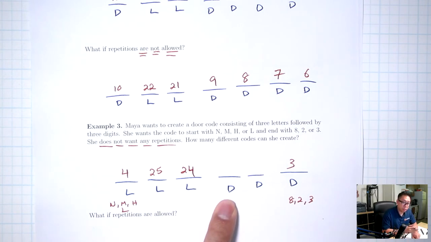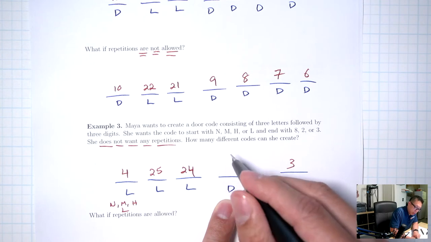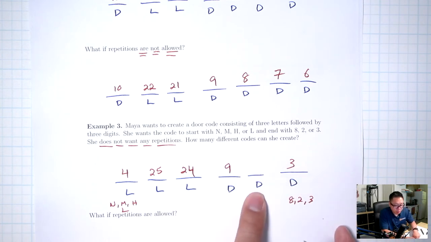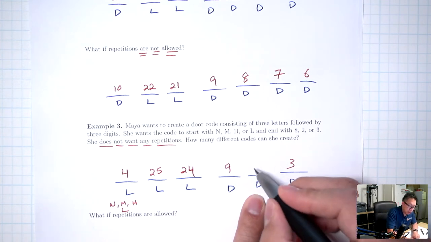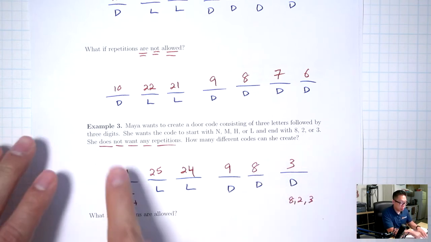Digit, so digit 0 through 9, normally that would be 10, but keep in mind that I don't want repetitions and I already used a digit already, so I should be down by 1 to 9. And then the next digit, I should be down by 1 again to 8. Okay, and that's because I don't want repetitions.